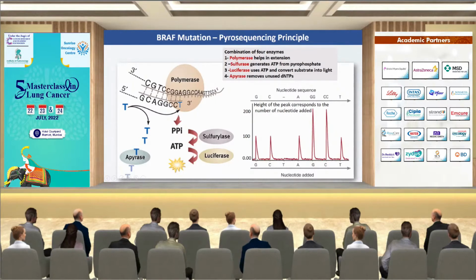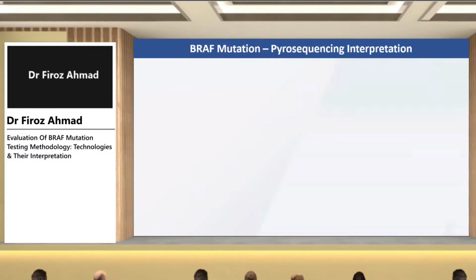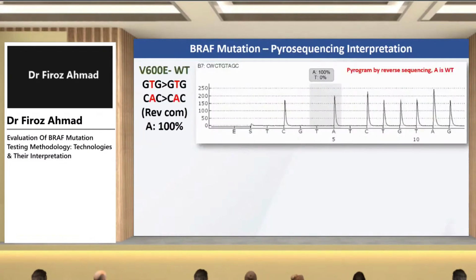So how the result is analyzed is that the intensity or the height of the peak corresponds to the number of nucleotides. In this case, you can see there is only one G, so you are getting a height of 100. Whereas in this case, you can see there are 2 peaks, which correspond to 200, indicating that there are 2 Gs. So likewise, the intensity of the peak corresponds to the amount of nucleotide which has been incorporated. So let's see how this plays an important role in pyrosequencing in BRAF mutation.